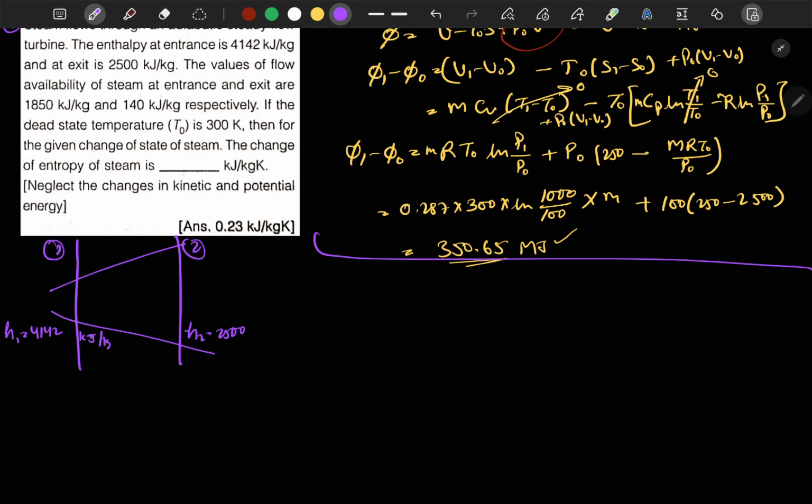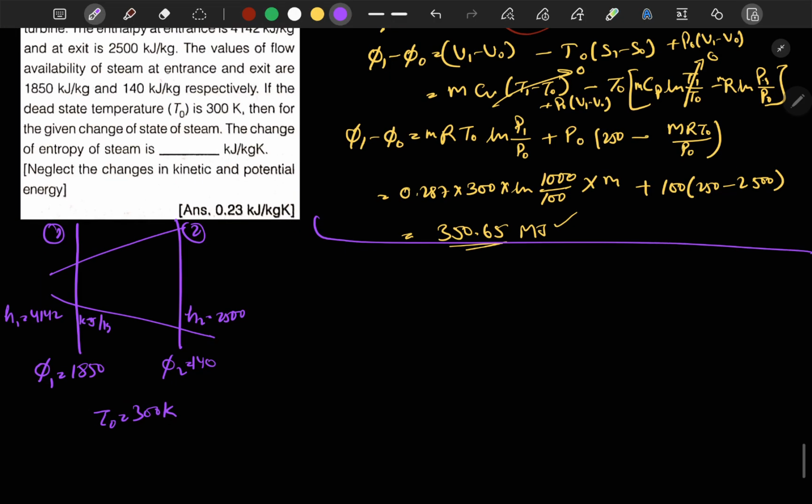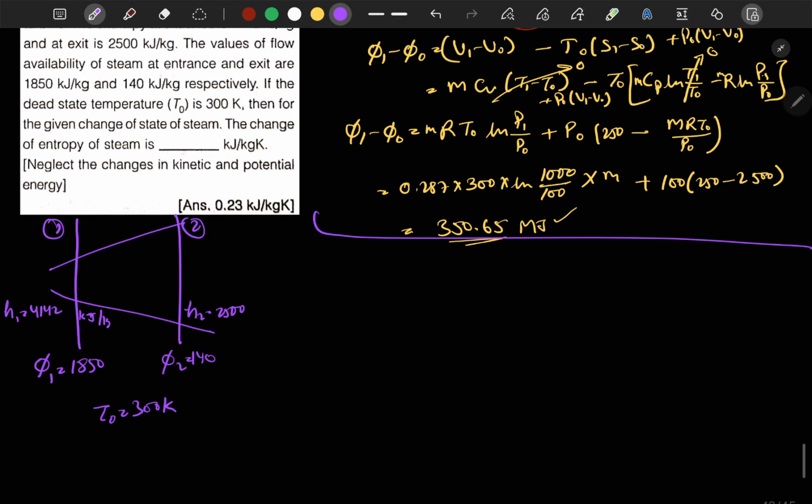The flow availability of the steam at entrance and exit is given as phi 1 equal to 1850 and phi 2 equal to 140 respectively. If the dead state temperature T naught is equal to 300 Kelvin, then for the given change in the state of steam, what is the change in entropy of the steam? So delta S is equal to what? We have to calculate this.